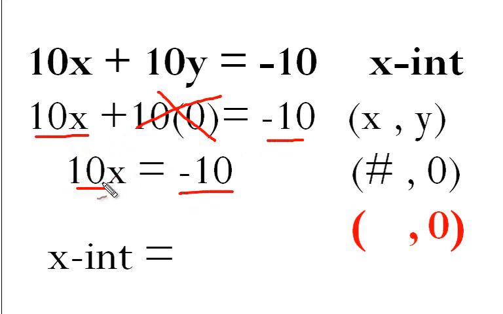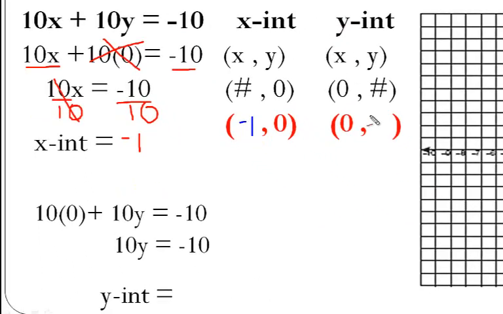The last step here is just to divide by 10 because we want to do the opposite. Right now it's x times 10, so if we divide by 10 it will cancel it out. Okay, and then negative 10 divided by 10 gives us negative 1. So our x-intercept is at the point negative 1, comma 0.